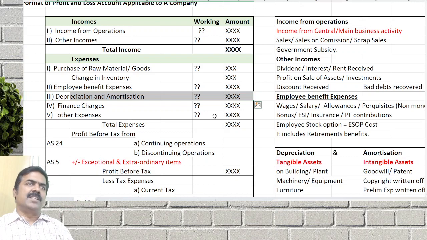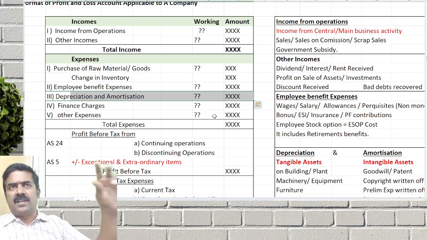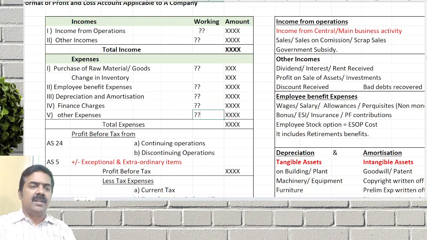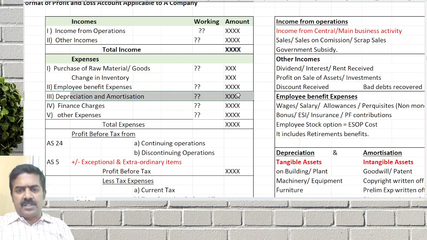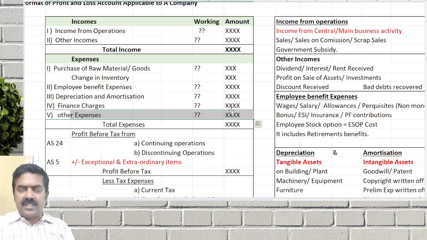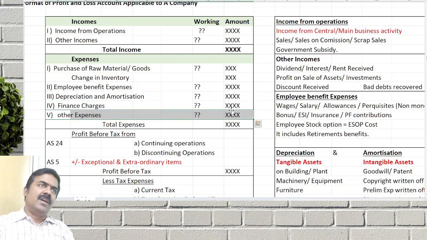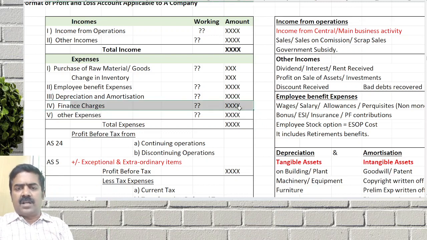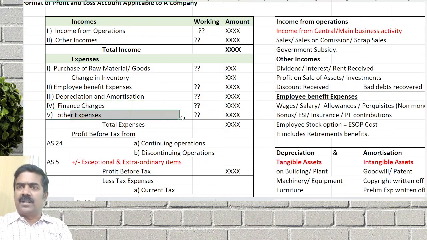What about preliminary expenses? Preliminary expenses given in the trial balance. If nothing is given, take it as written off. Actually, it should come in depreciation and amortization, but in your ICA material, they have treated it as other expenses. Let us go with that. Treat it as other expenses. Finance charges, all types of interest on accrual basis. Interest on short term as well as long term loan. Then you will get total of expenses.